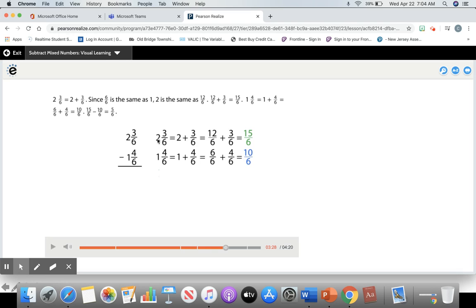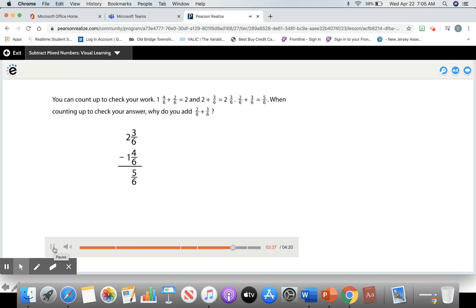A quick shortcut is multiplying the large whole number on the outside times the denominator, then adding the top for the extra pieces. So the same thing down here. 1 times 6 is 6. 6 plus 4 is 10. Okay, and that's how you get changing mixed numbers to improper fractions. We'll learn a little bit more about that tomorrow. 15/6 minus 10/6 equals 5/6.